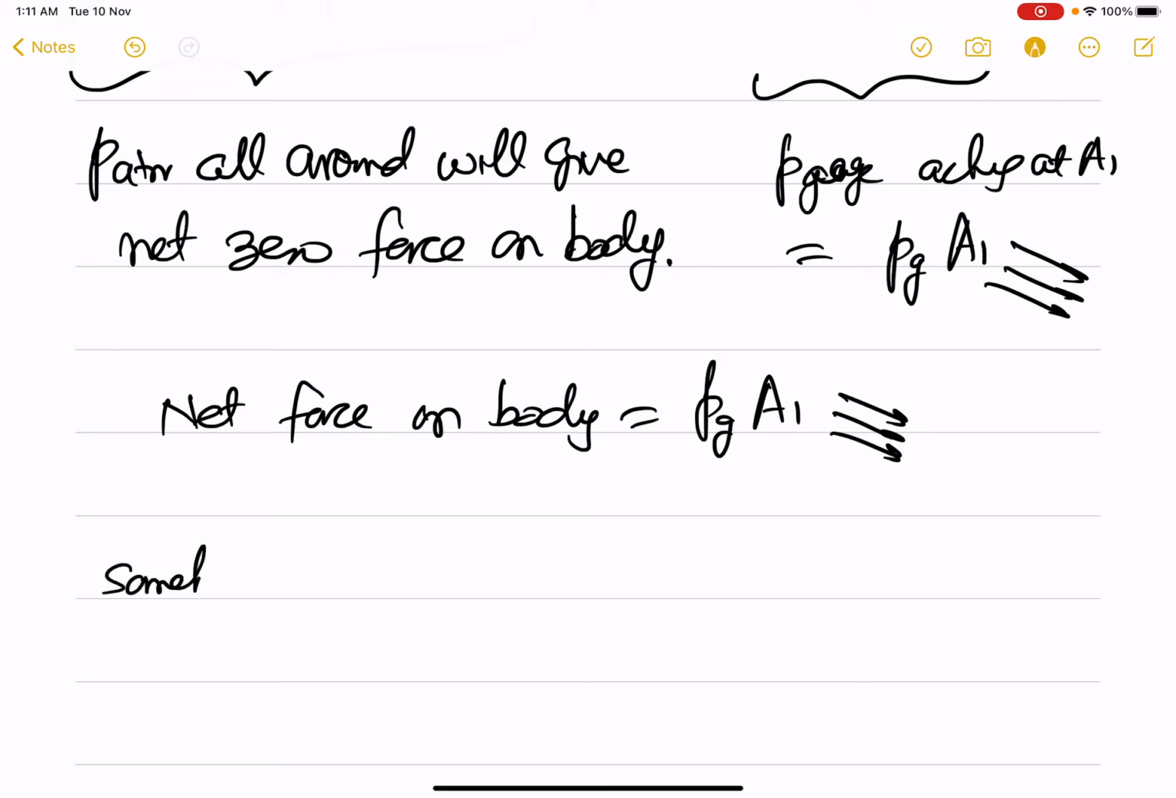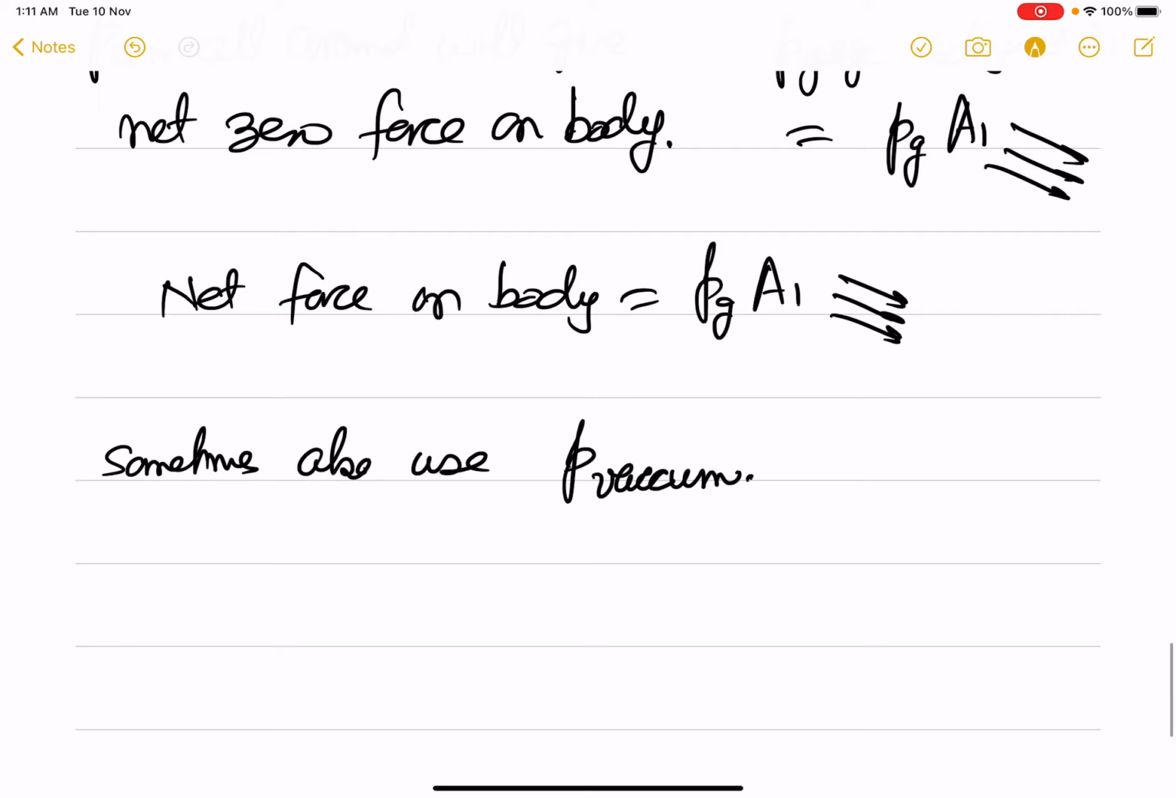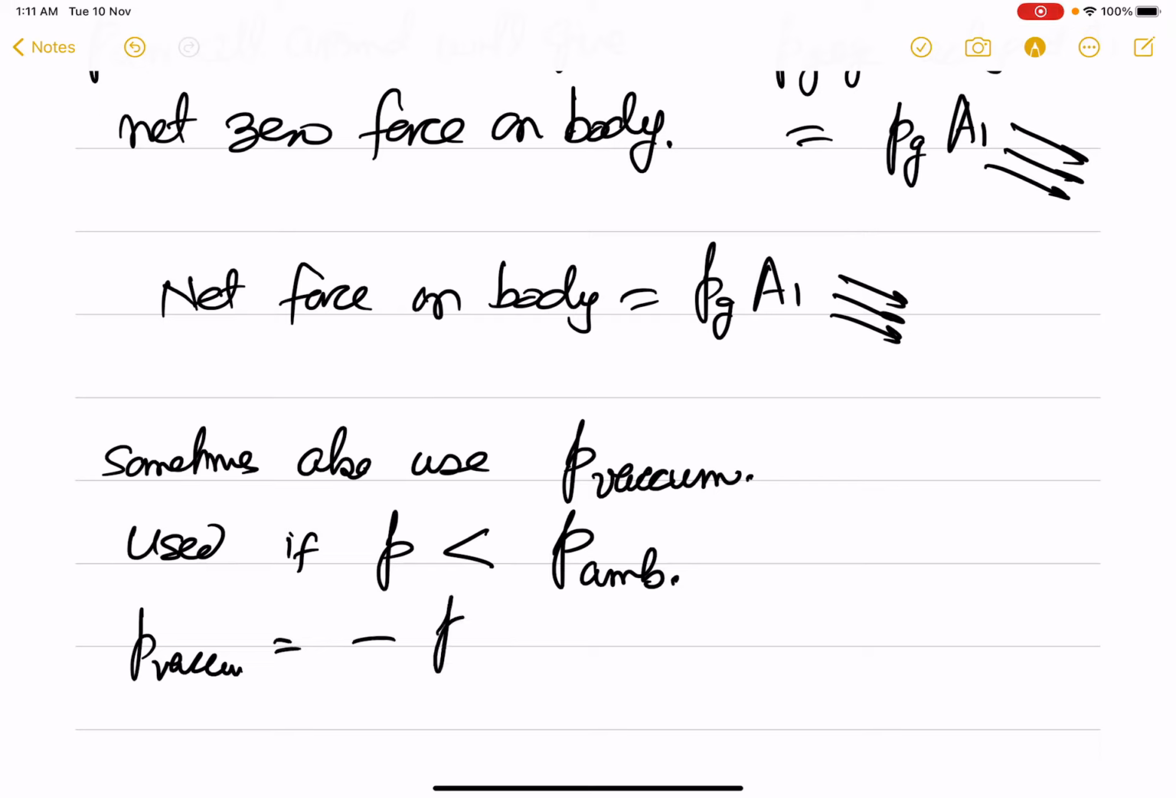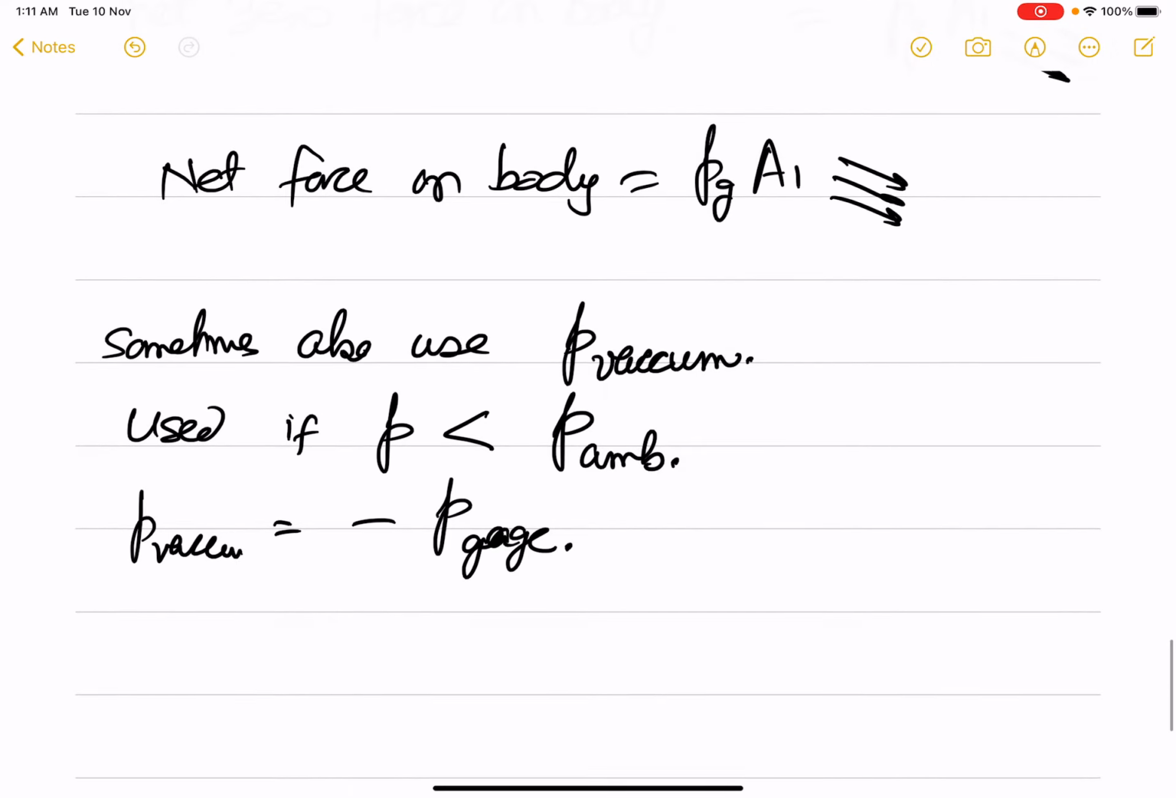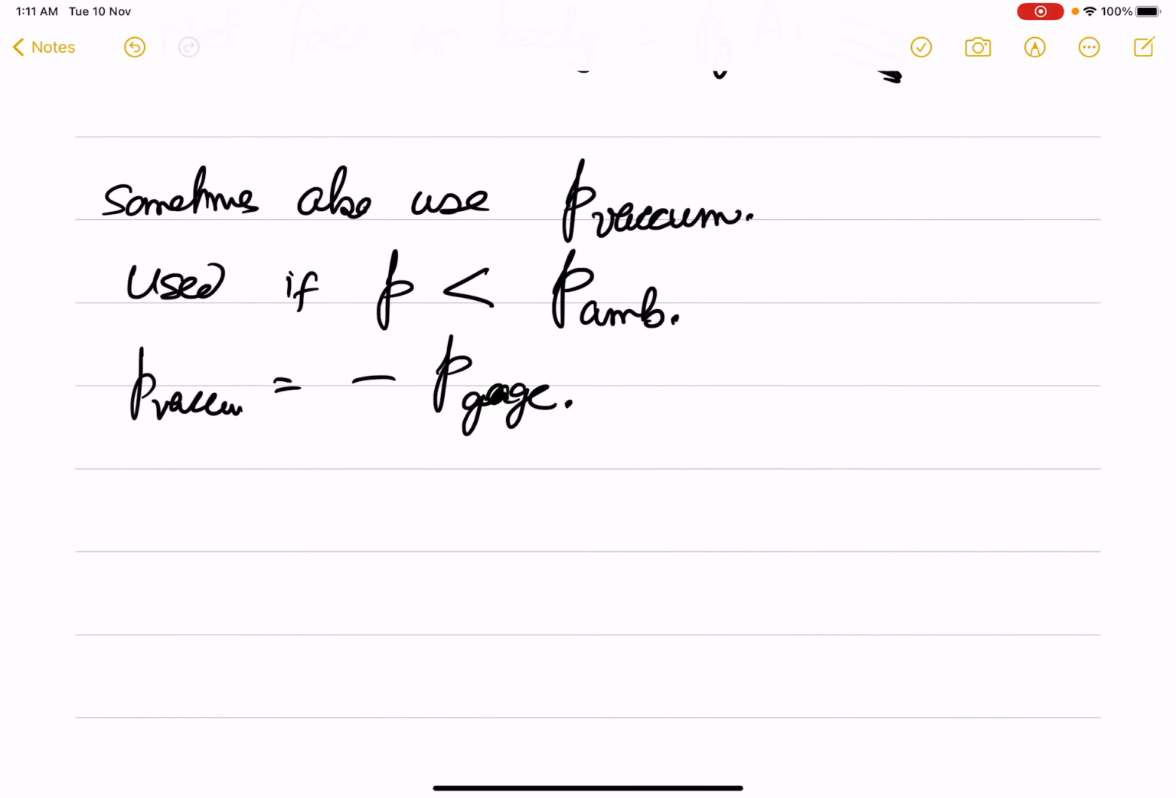Sometimes we also use a term P vacuum, and this is used if pressure is less than P ambient. So vacuum pressure, P vacuum, is nothing but the negative of the gauge pressure. If gauge pressure is negative, then the absolute value of the gauge pressure is termed as P vacuum. So now let us look at what we call the hydrostatic pressure distribution.